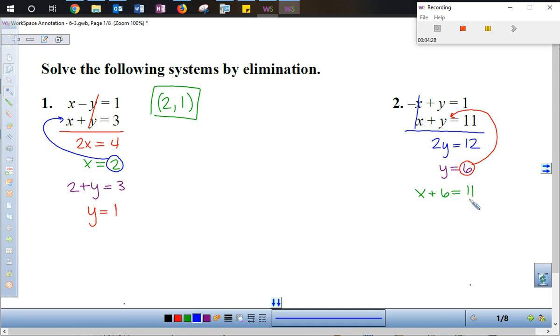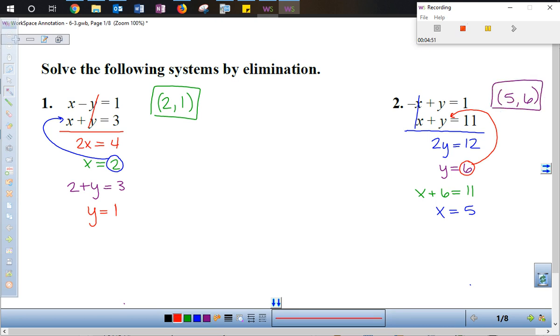Now I can subtract 6 from each side. If I subtract 6 from the left side, I'm left with x. And if I subtract 6 from the right side, I'm left with 5. We're going to create an ordered pair for our answer here. So x comma y is going to be 5 comma 6, and I want to box my answer.